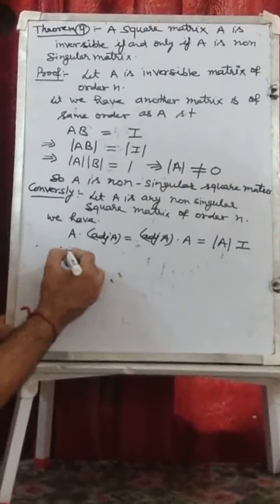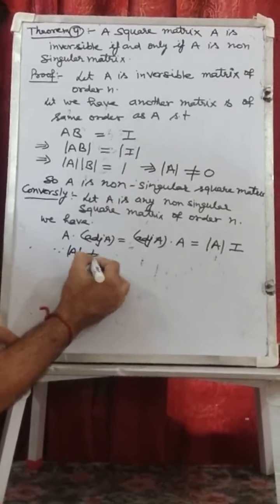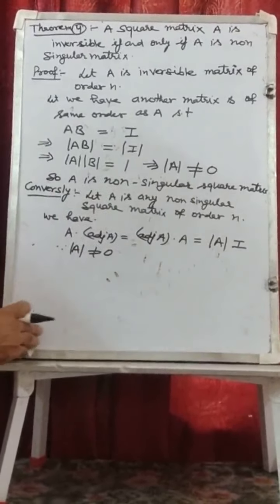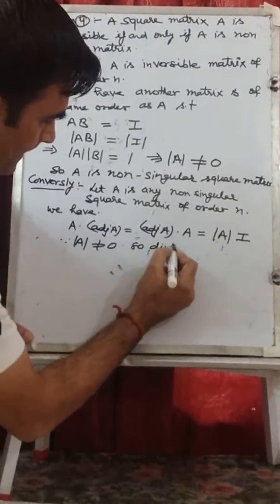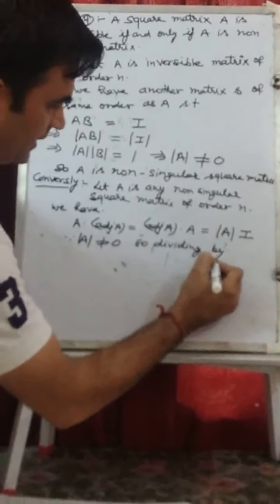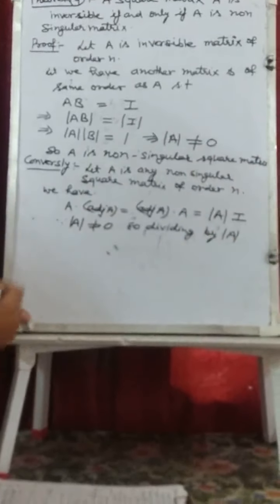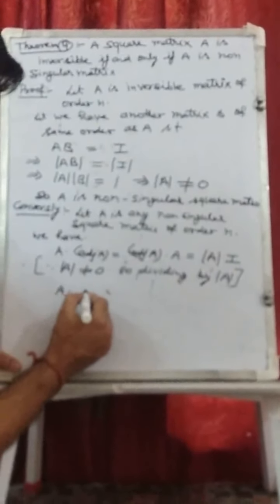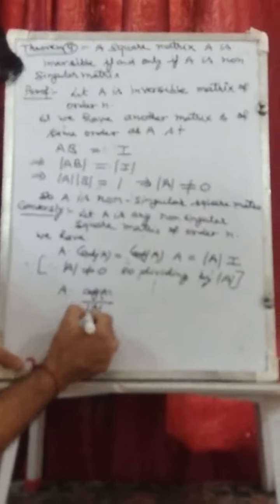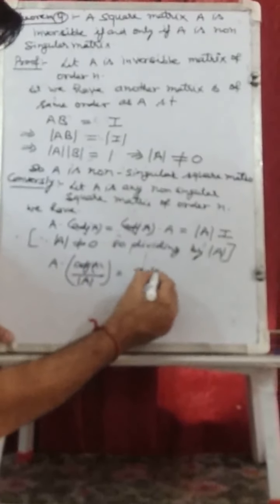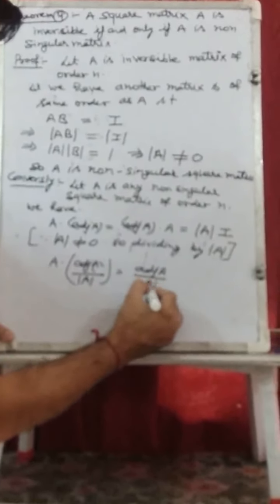Because determinant of A is not equal to 0, we have just taken A is non-singular. Because determinant of A is not equal to 0, so dividing by determinant of A. So what we will get from here? We get A into adjoint of A upon determinant of A is equal to adjoint of A upon determinant of A into A is equal to I.